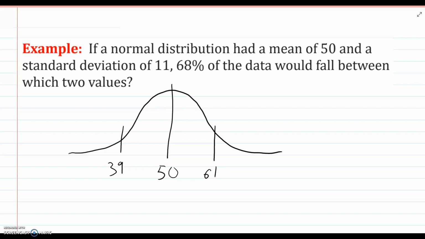Remember, what are those values that I had you copy down? Well, that was 34% on this side and 34% on this side. Last time I checked, those two end up being my 68%. So therefore, I can say that 68% of the values are going to fall between 39 and 61.